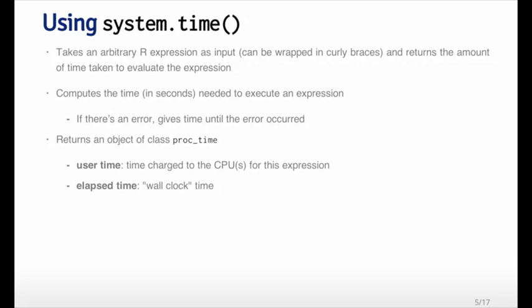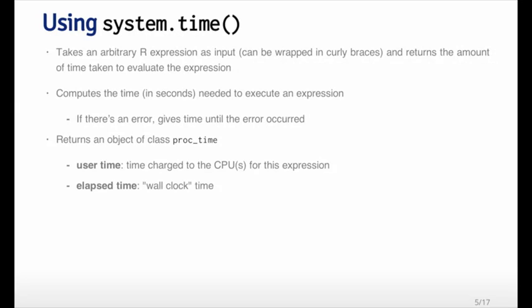So the basic idea is that you take this expression and it gives you the time in seconds that was needed to execute the expression. If there's an error in the code while the expression is being evaluated, then you'll get the time until the error occurred. Now, there are two very important notions of time when you're executing an expression on the computer. The first is called the user time, and this is the amount of time that's charged to the CPU or CPUs for running this expression. This is the kind of time that the computer experiences.